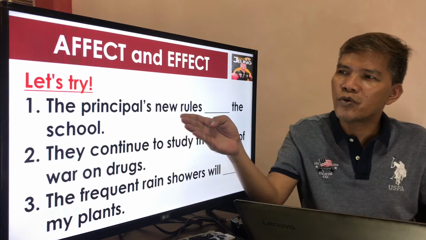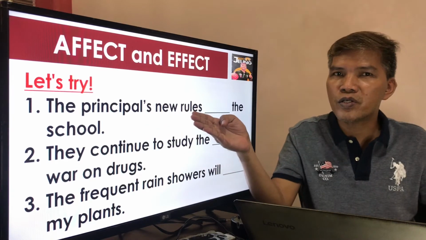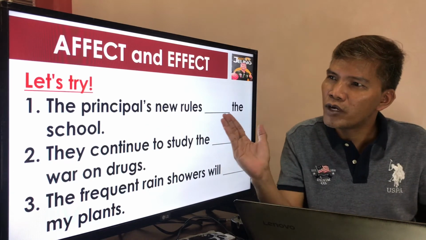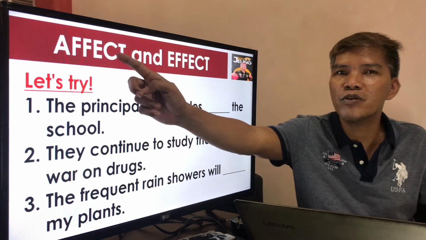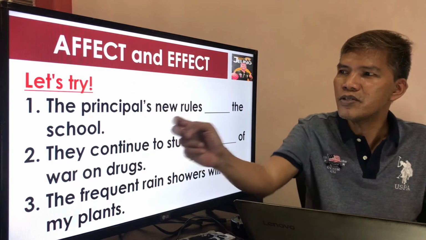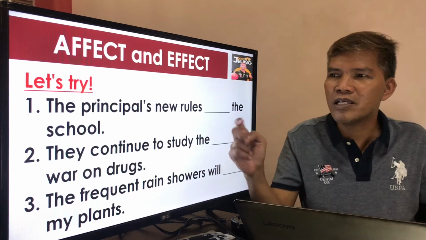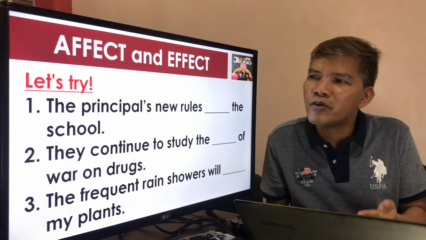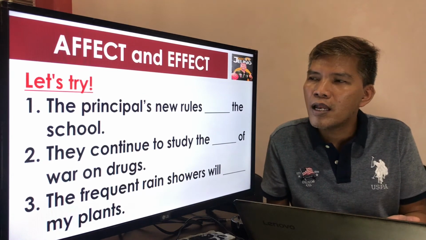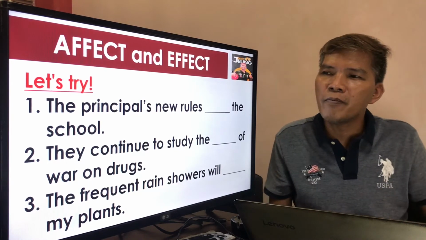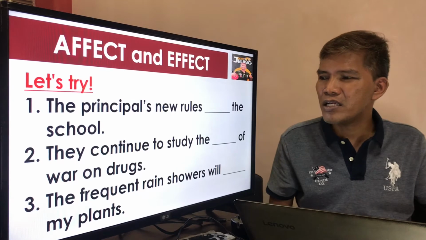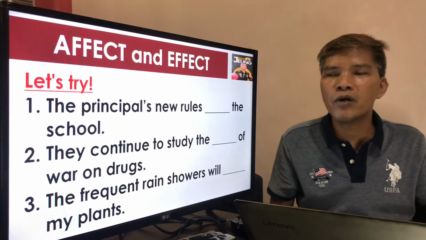Our subject is new rules, or the principal's new rules. So we are looking for the verb. Therefore, the answer between the two is affect, because this is a verb. The principal's new rules affect the school. It means the new rules of the principal influence the school.